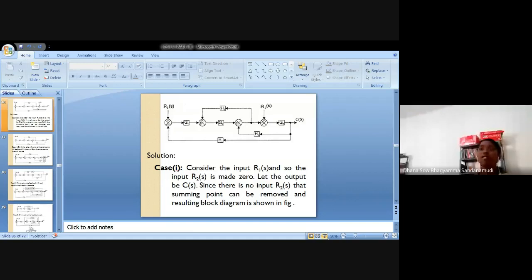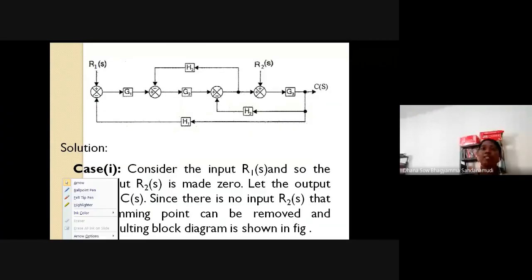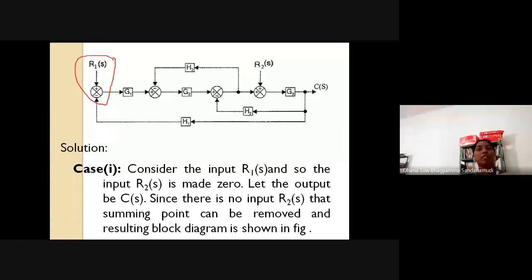When I remove this, what happens? I am removing this whole element. This is my actual problem given to me. What happens is, as I remove R1 of S, this is not there. What happens? G1 becomes in cascade with H1, isn't it? Okay, G1 will come in cascade with H1.